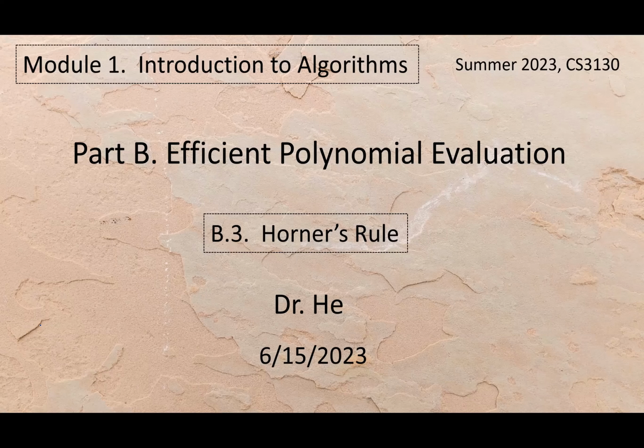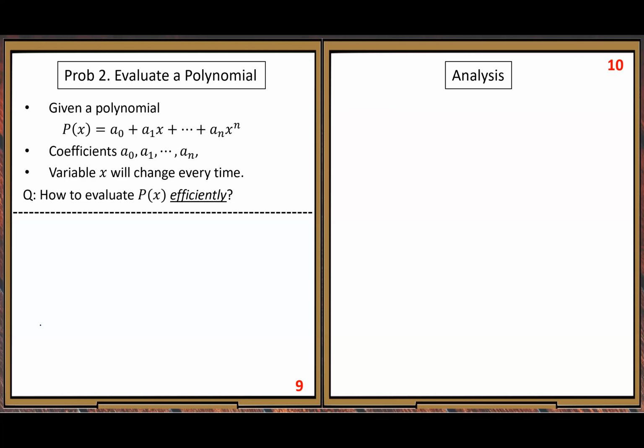B.3 Horner's rule. That's the smart method we mentioned before, Horner's rule. This method is important, so there is a name for it, Horner's rule. Let's see what the rule is.